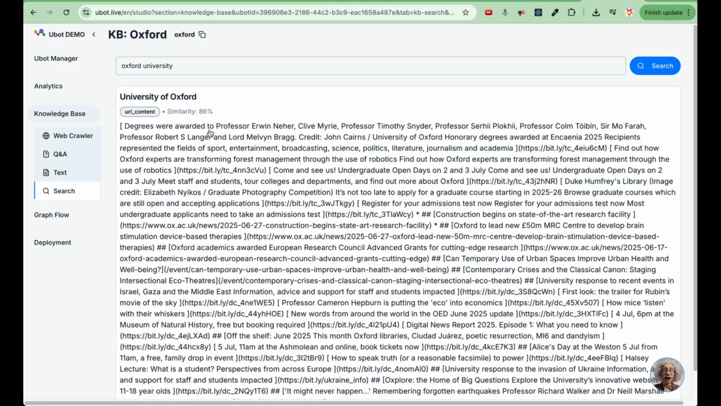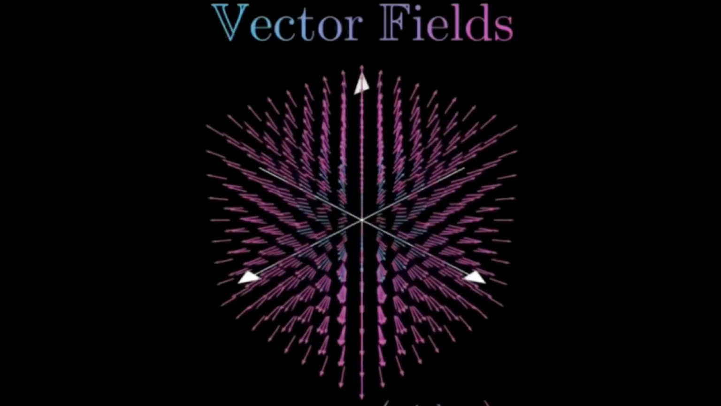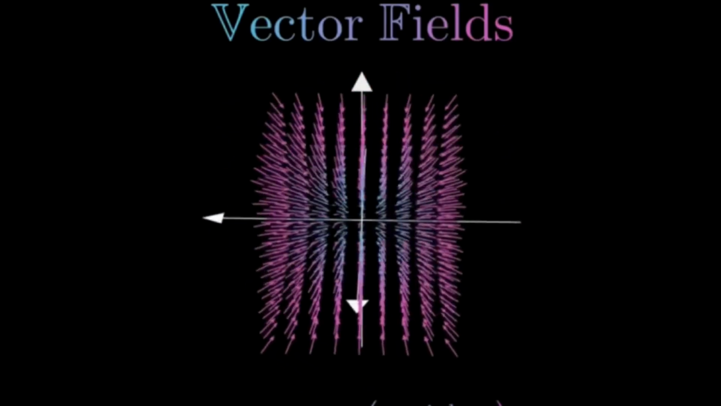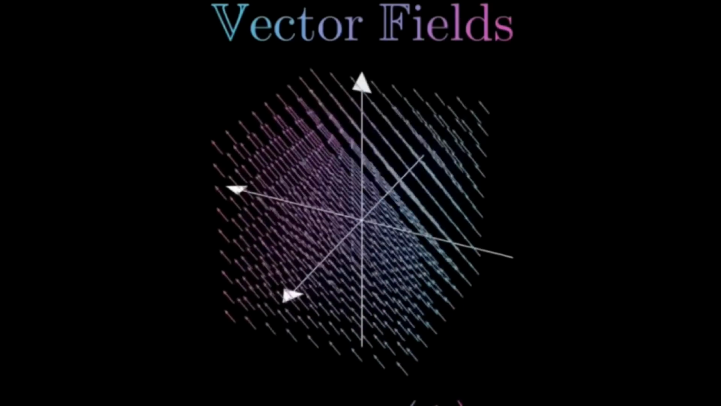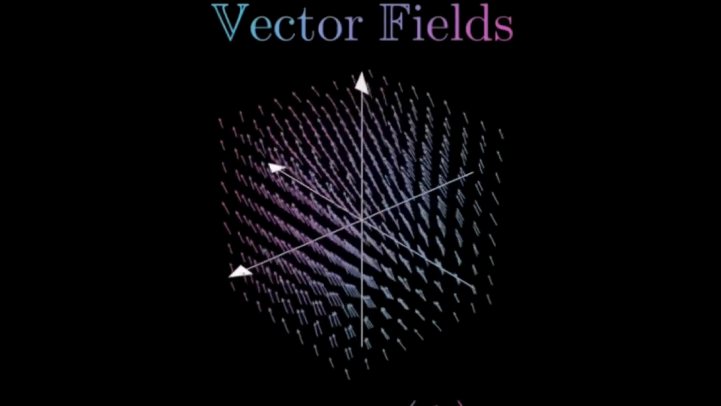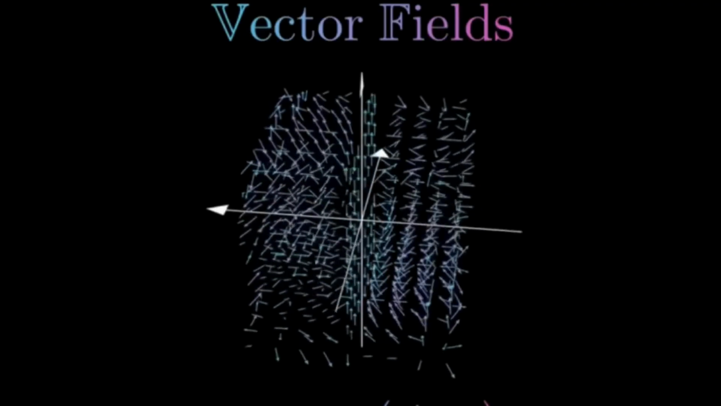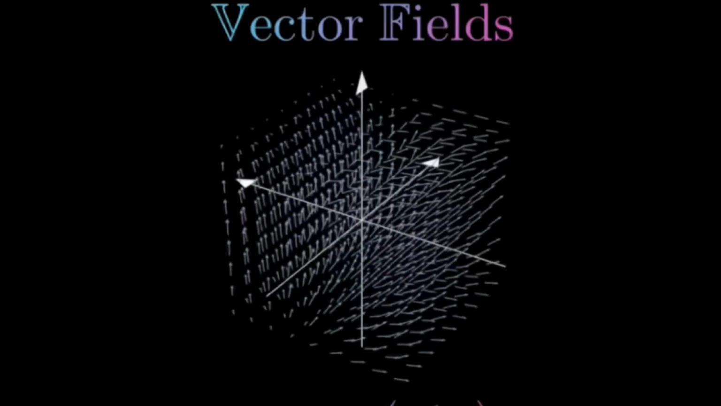But how does it use this information intelligently? Ubot uses vector similarity search, which means it understands the meaning and intent behind a question, not just keywords. It finds the most conceptually similar answers, even if the wording is completely different. This semantic understanding allows the bot to provide natural, helpful, and in-context answers.